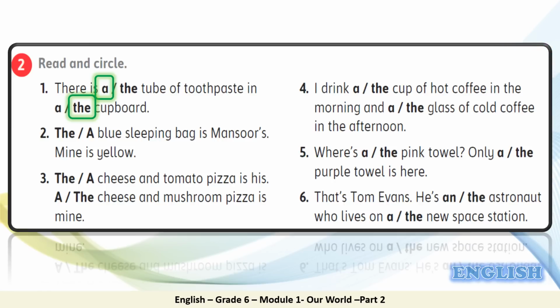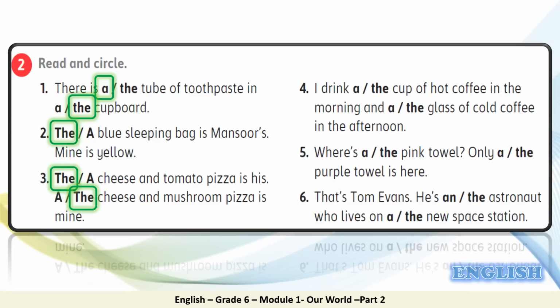Back again. Let's check the answers. Number 2. The blue sleeping bag is Mansour's. Mine is yellow. Number 3. The cheese and tomato pizza is his. The cheese and mushroom pizza is mine.